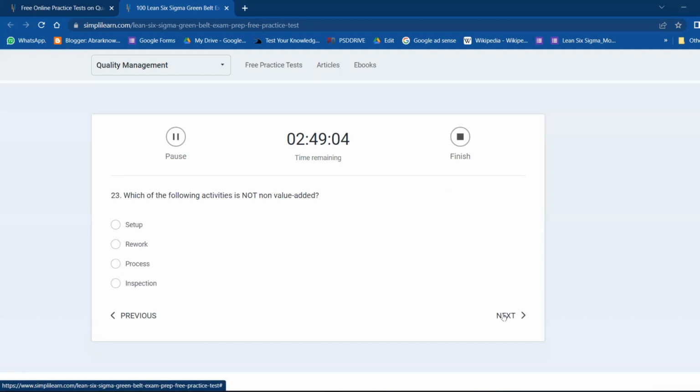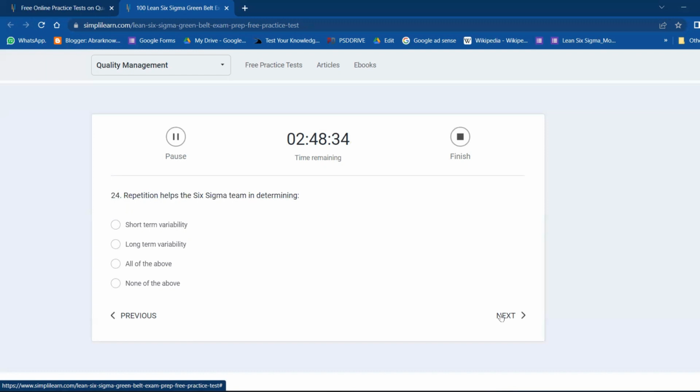And let's go to the 23rd question. Which of the following activities is not value added? Setup, pre-work, inspection, all of these are non-value added. Sorry, the question is: which of the following activities is not non-value added? So this is non-value added, this is non-value added, this is non-value added, this is not non-value added. So process is always not non-value added, right?